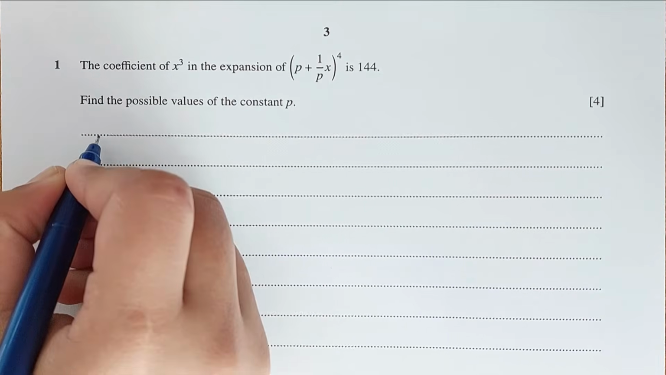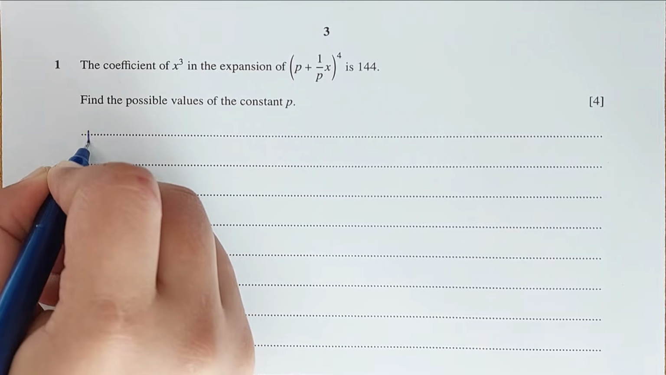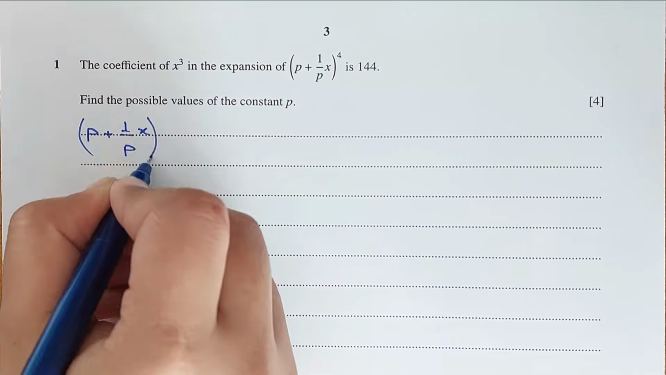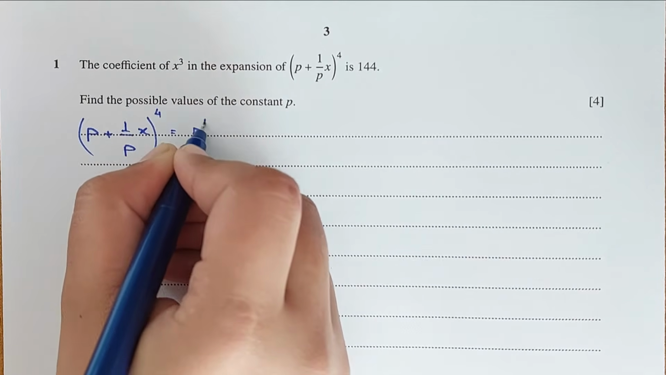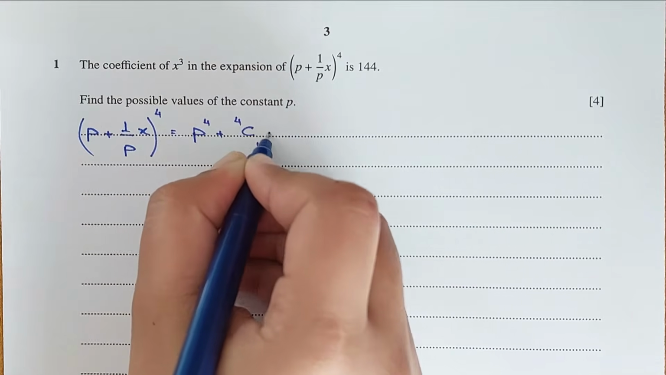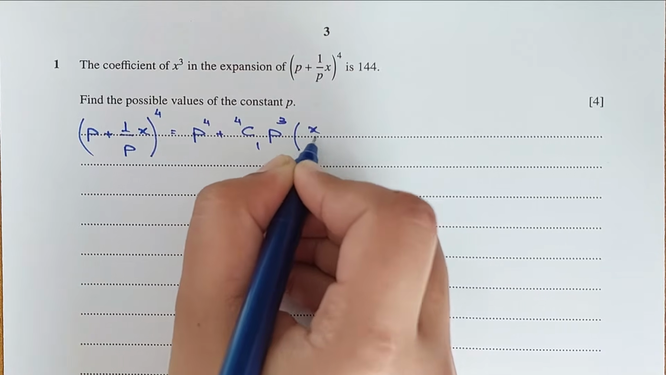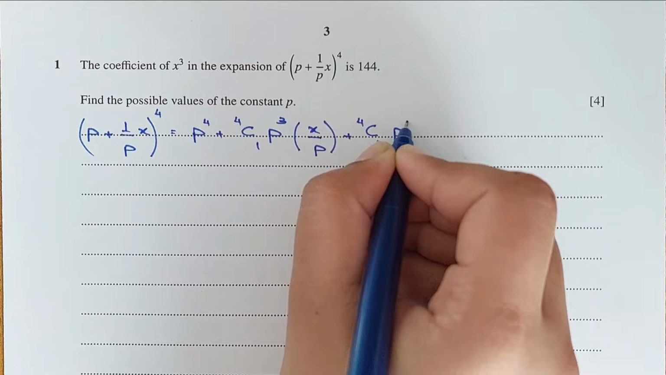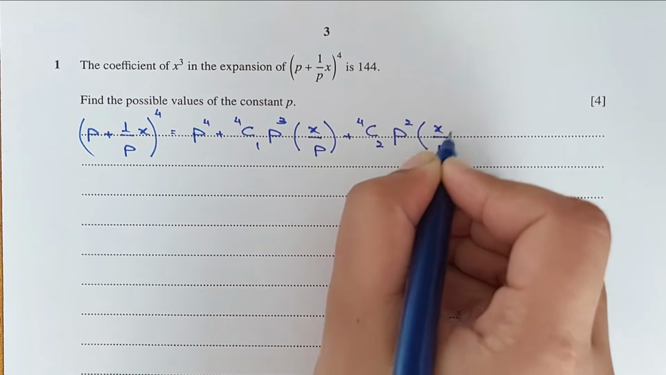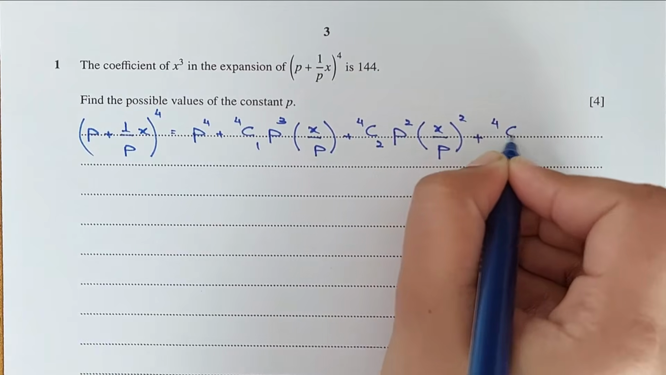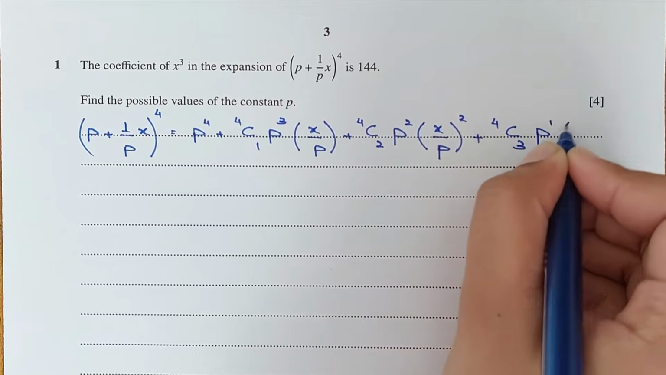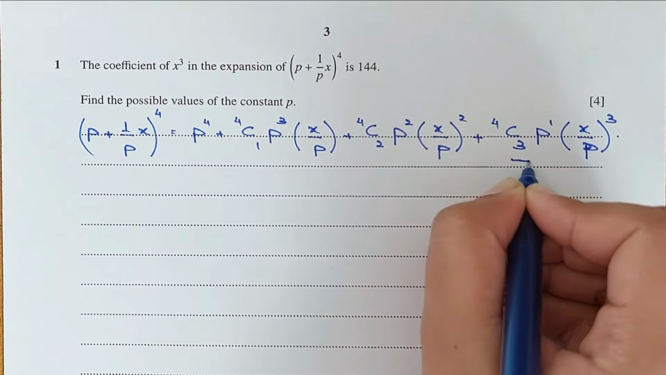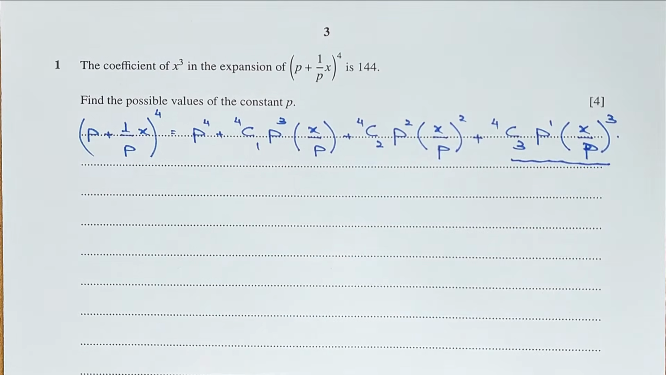So let me expand this and find out the coefficient of x cubed. We have (p + 1/(px)) to the power 4: p to the power 4, plus 4C1 p cubed times x over p, plus 4C2 p squared times (x over p) squared, plus 4C3 p to the power 1 times (x over p) cubed. So this is the term having the coefficient of x cubed.